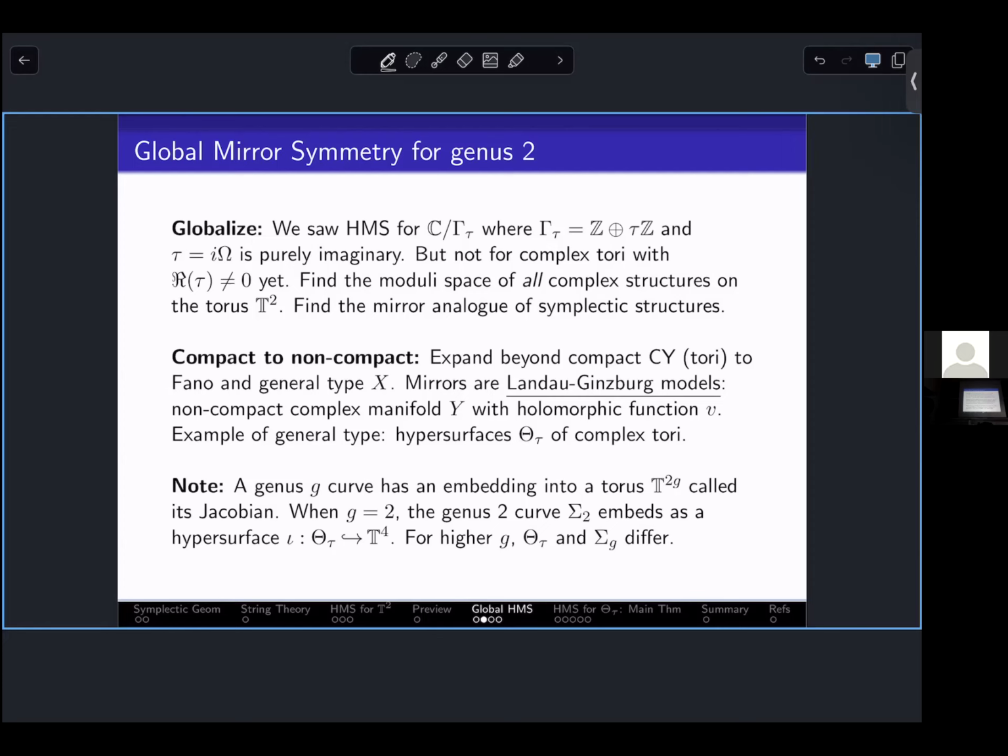I wanted to make a note about the use of the letter G. It's genus in the sense that a genus G curve embeds into a Jacobian torus, T^2G. When G is equal to 2, genus 2 is a hypersurface in T^4. But for higher G, this theta divisor is not the genus G curve, because genus G is always going to be complex one-dimensional, which wouldn't be a hypersurface in the 2G torus. So this theta divisor is complex codimension 1 in the 2G torus.